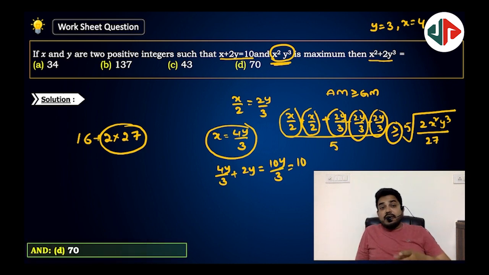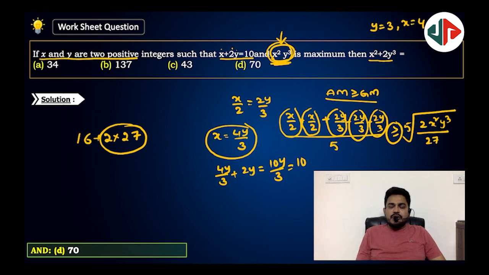I didn't go for the differentiation or anything. If I want to write differentiation, it's very simple: you write x is equal to 10 minus 2y, differentiate, set it equal to 0 and proceed. But to use AM-GM, they mentioned here x and y are two positive numbers. The moment positive numbers are given, you can think about AM greater than or equal to GM.